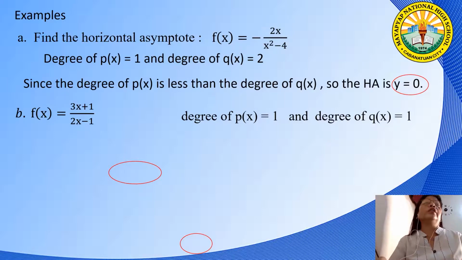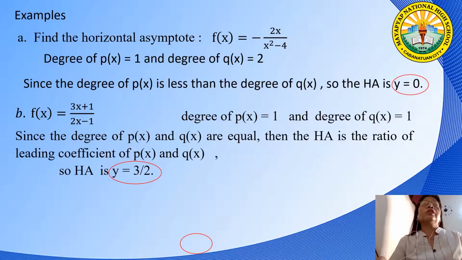So, therefore, the degree of p of x and the degree of q of x are equal. So, the horizontal asymptote is the ratio of the leading coefficient of p of x and the q of x. The leading coefficient of p of x is 3, while the leading coefficient of q of x is 2. Then, you are going to get the ratio, and that will be the horizontal asymptote. So, in letter B, the horizontal asymptote is equal to 3 over 2.